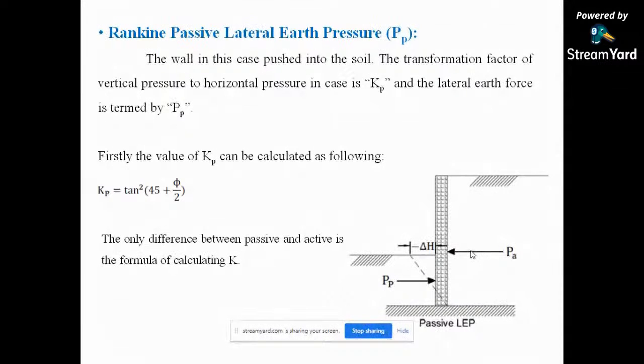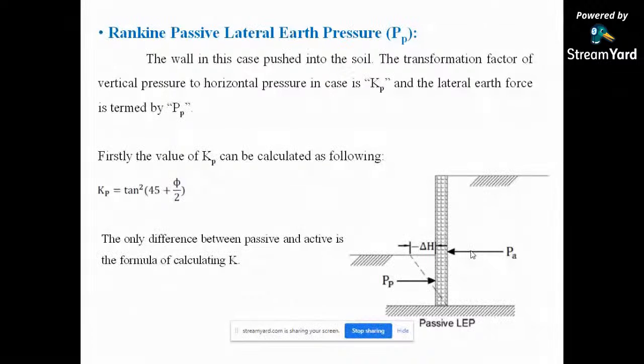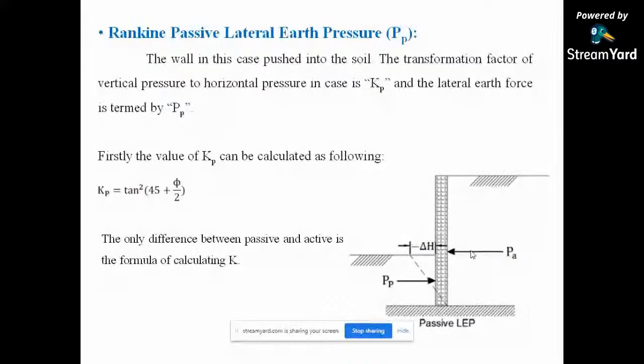Firstly, the ratio of vertical pressure to horizontal pressure is called Kp. That is, K is the coefficient of lateral earth pressure and p is for passive. And the lateral earth force is termed Pp, where P is the force and small p is for passive. For calculating Kp, we consider the formula tan square (45 plus phi by 2). The only difference between active and passive earth pressure is the formula of K. When Ka is considered, it is 1 minus sin phi upon 1 plus sin phi, and when Kp is considered, it is 1 plus sin phi upon 1 minus sin phi. That is the difference.